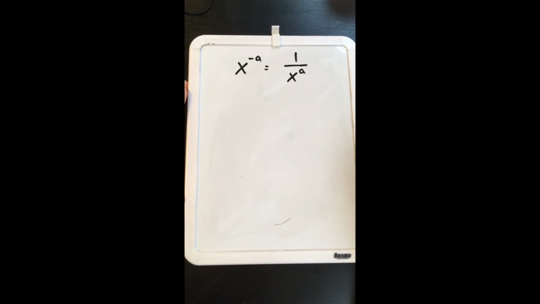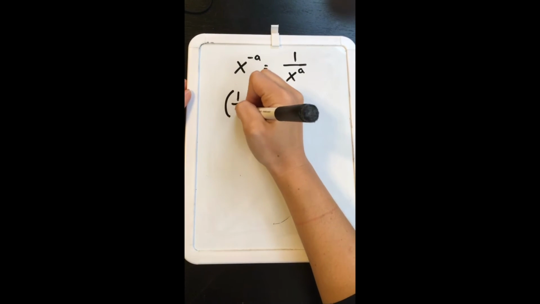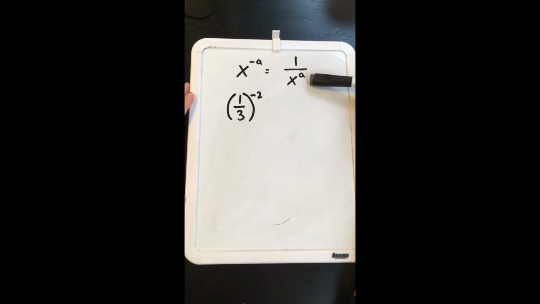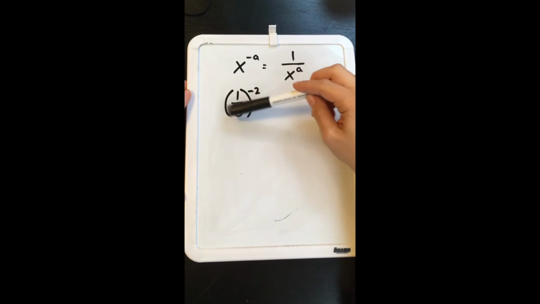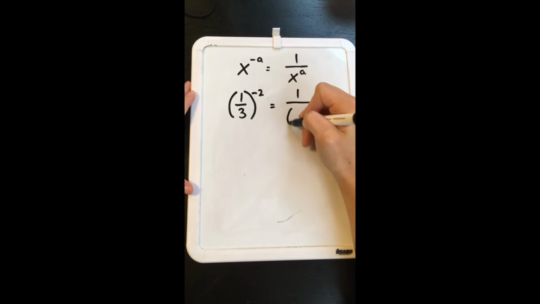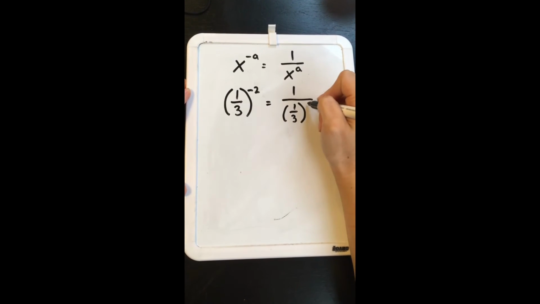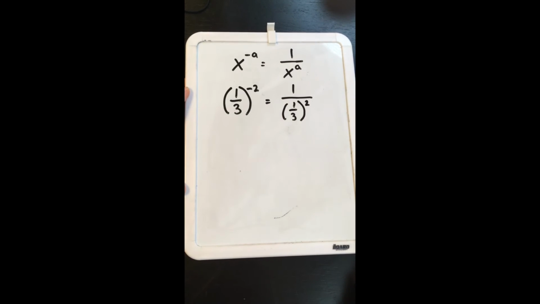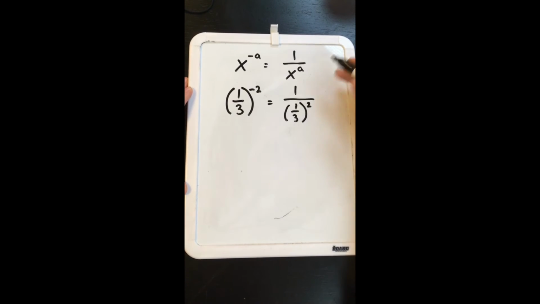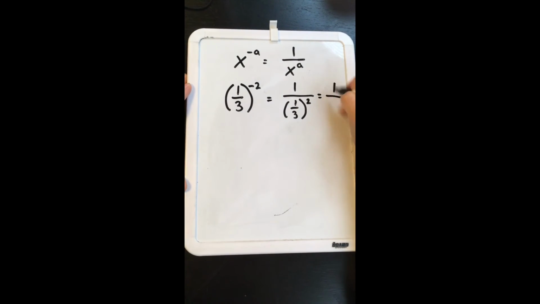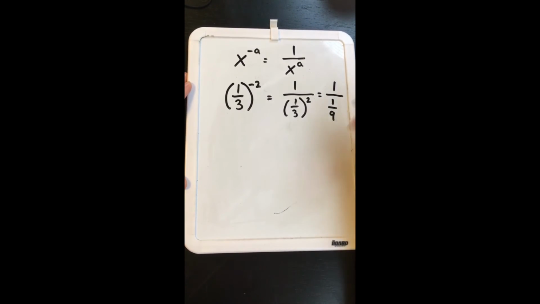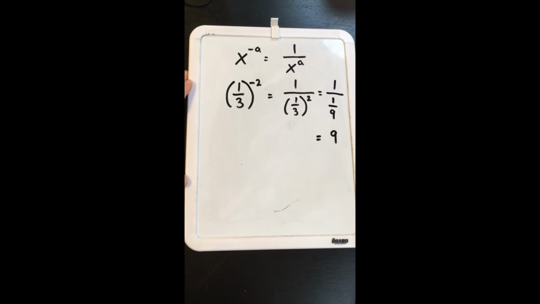Let's try an example with a fraction. 1/3 to the negative 2 power. Now if we follow the format, the base in this case is 1/3. So we're going to put 1/3 on the bottom of a fraction, and then we make the exponent positive. What is 1/3 squared? Square the top, square the bottom, and you get 1 over 9. What happens when you divide 1 by 1 over 9? You're just left with 9, the reciprocal.